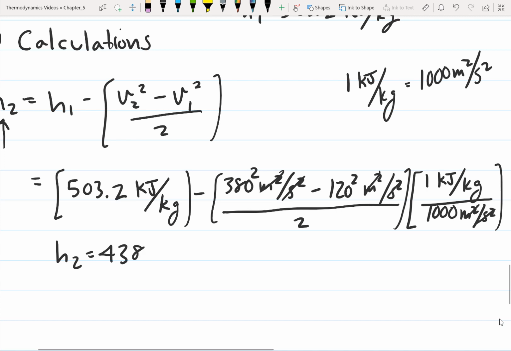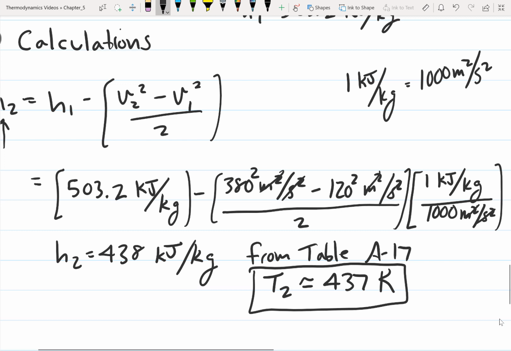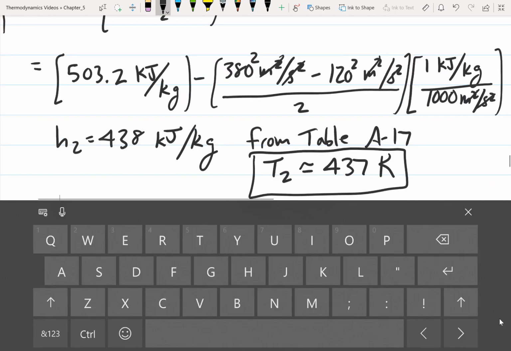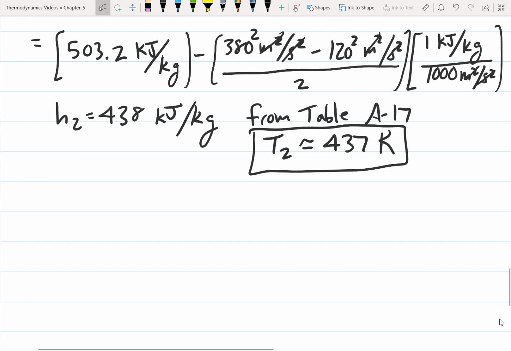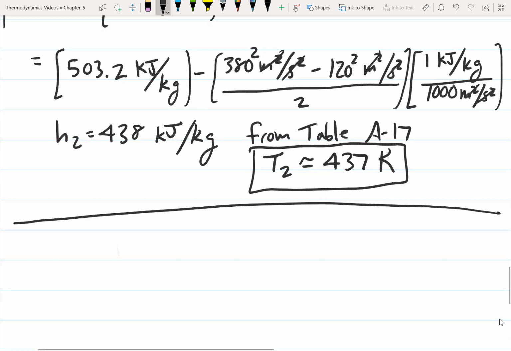So then the enthalpy at the outlet is equal to 438 kilojoules per kilogram. And then we can go look at table A-17, and we get that T2 is approximately 437 Kelvin. The way that I found that on the air table was I looked at the column with enthalpy until I found 438, and then I just read the temperature off for that enthalpy. Okay, so this is the first option for solving this equation for the temperature.